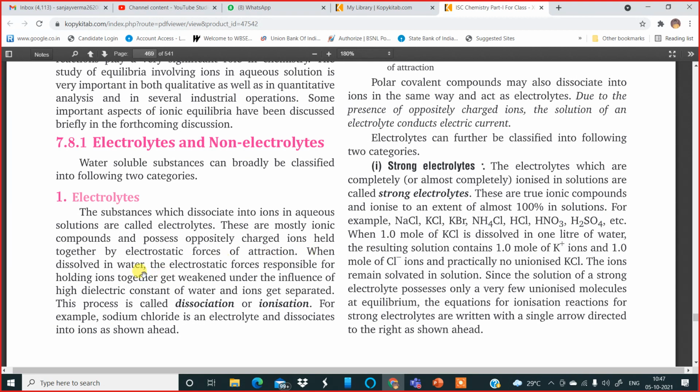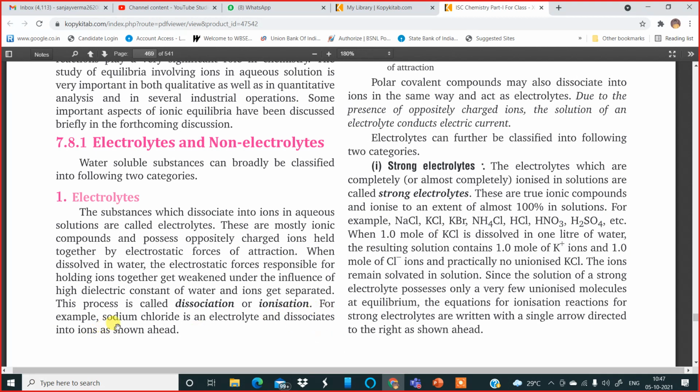When dissolved in water, the electrostatic forces responsible for holding ions together get weakened under the influence of the high dielectric constant of water. Water has a high dielectric constant, so it is capable of breaking those electrostatic forces of attraction. That's why the ions get separated. This process is called dissociation, or in other words, ionization.